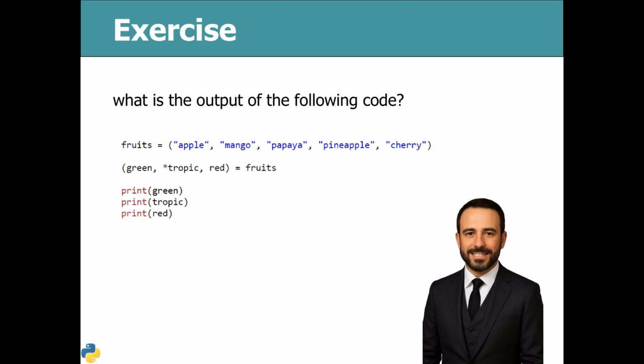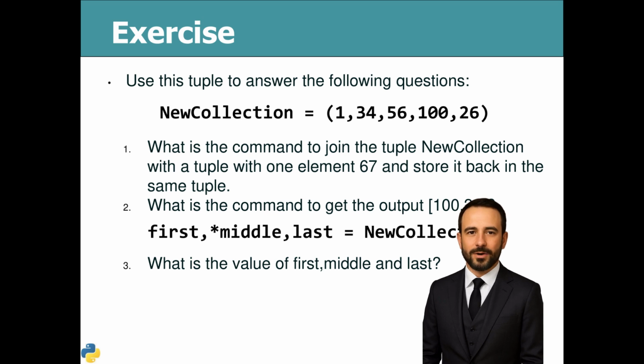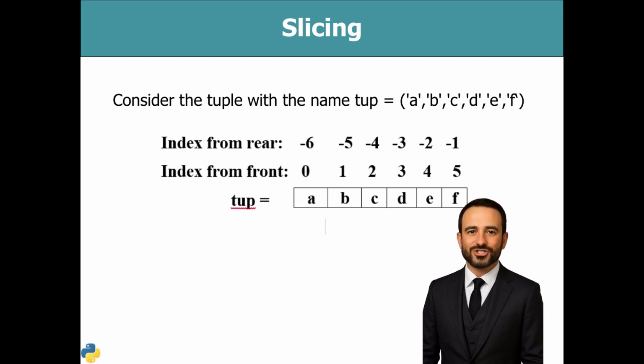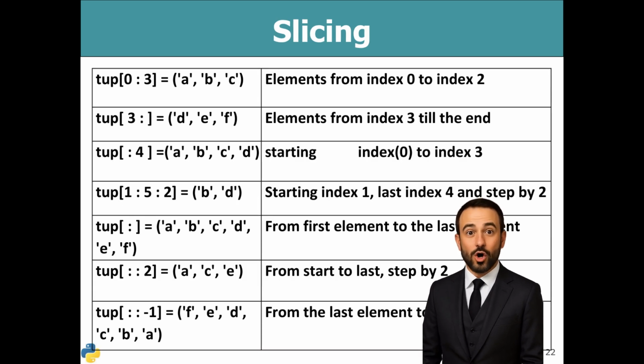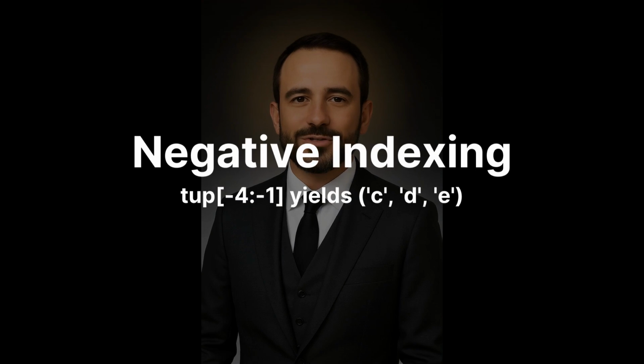Now let's move on to slicing, a powerful way to extract a range of elements from a tuple. Slicing uses tuple[start:end:step], where start is the beginning, end is exclusive, and step is the increment. This diagram illustrates indices for tup = (A, B, C, D, E, F), showing both positive and negative indexing for slicing. For example, tup[0:3] extracts elements from index 0 up to index 3, resulting in A, B, C. Slicing can also use negative indices, like tup[-4:-1], which yields C, D, E.